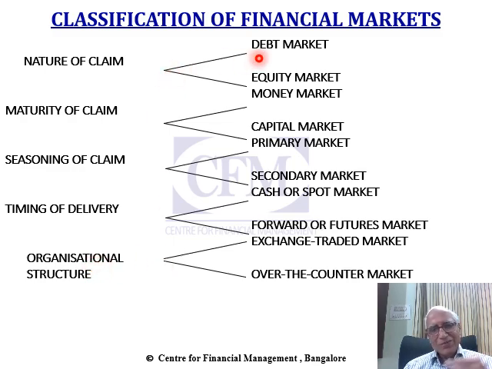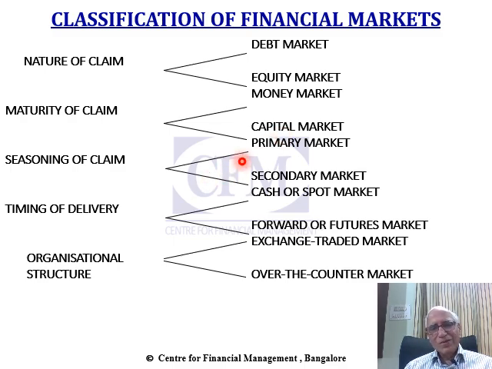Nature of claim. A debt market is a market where debt instruments are traded. An equity market is a market where equity instruments are traded. Maturity of claim. Money market is a market where short-term debt instruments are traded. Capital market is a market where long-term debt instruments and equity instruments are traded.